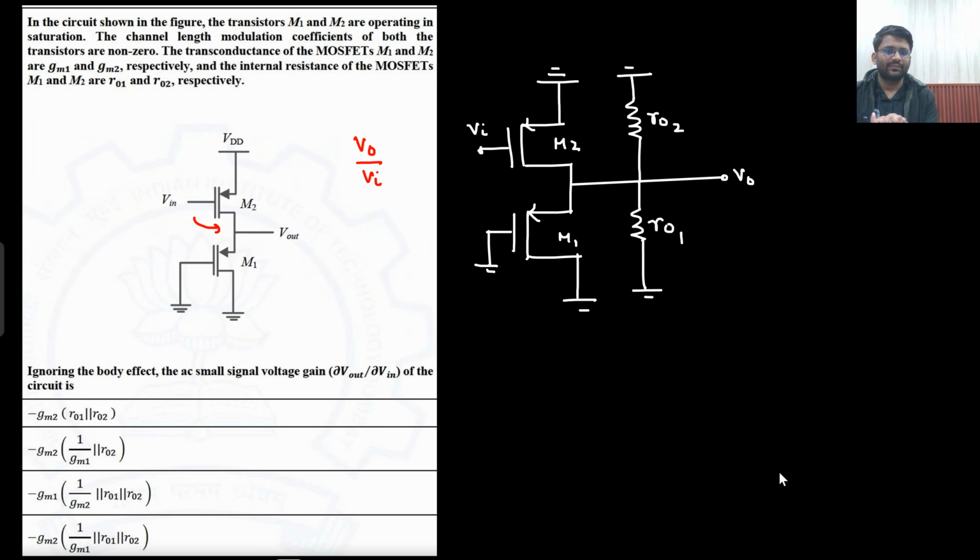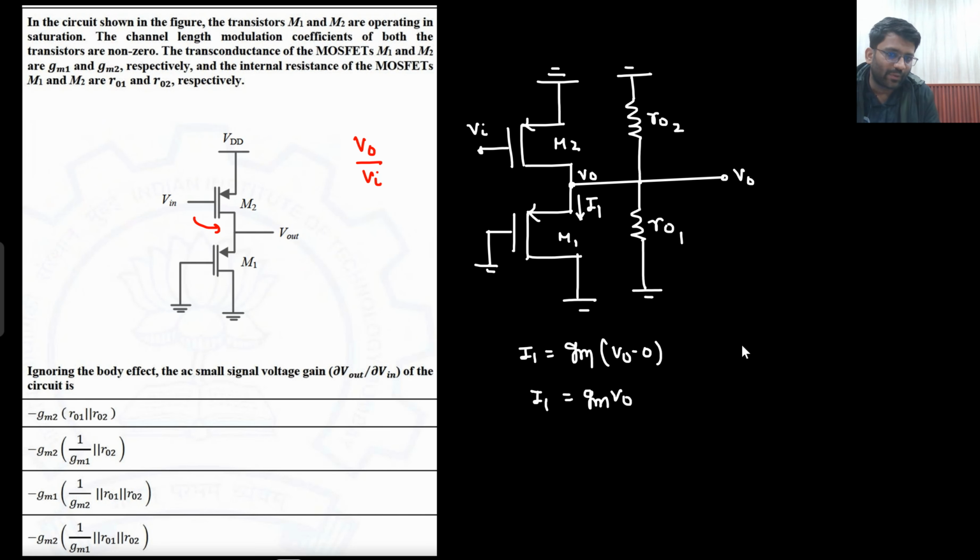Well and good. Now what do you see? From V0 to ground, I see R02. From V0 to ground, I see R01. Now this potential is V0. If this potential is V0, can you write down this current? This potential is V0, this potential is 0. What will be this current? I am calling this current I1. So this I1 current would be gm into V0 minus 0, which is nothing but gm V0.